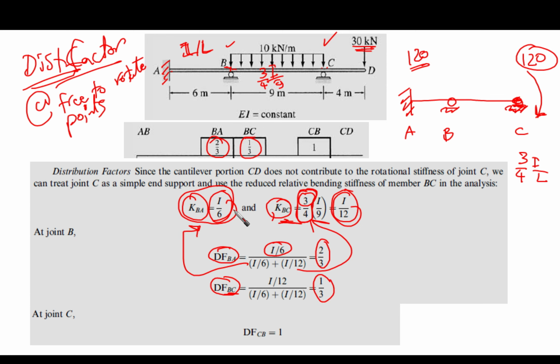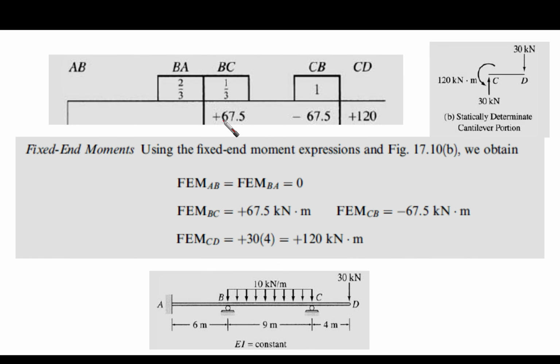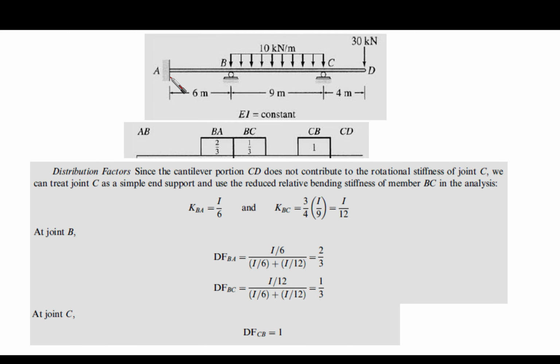Okay, and this is great. Now let's go to the next step, which is exactly the fixed end moment. Now there is something that maybe I forgot to say here. Regarding this CB, the distribution factor is going to be 1. At point C, the distribution factor should be 1. Why? Because we said that it is going to be simply supported. So any moment that is going to be developed should be carried by CB.